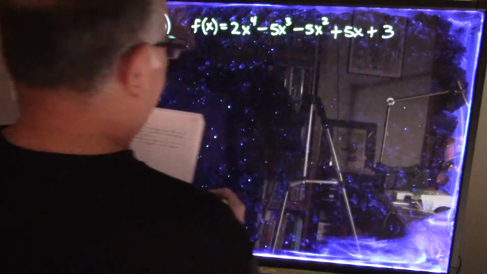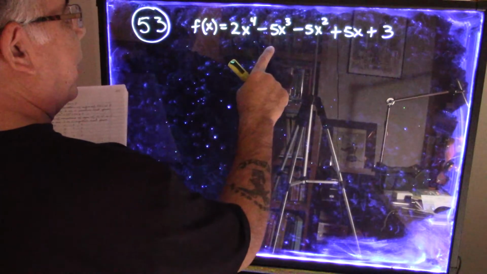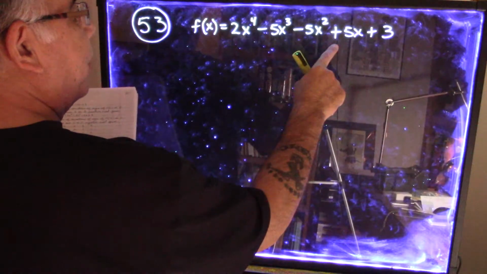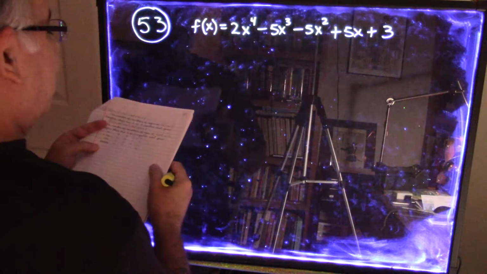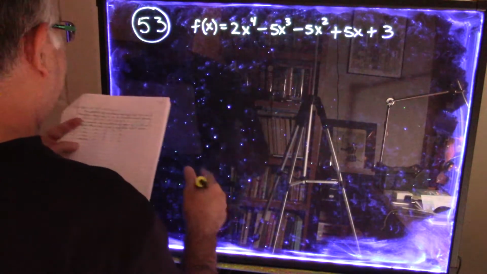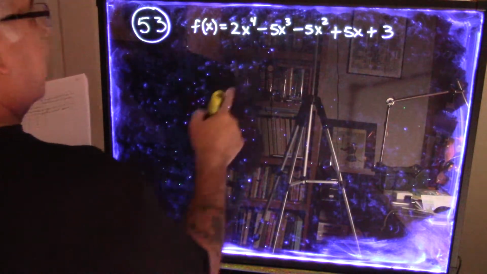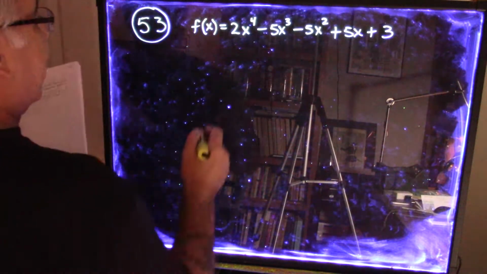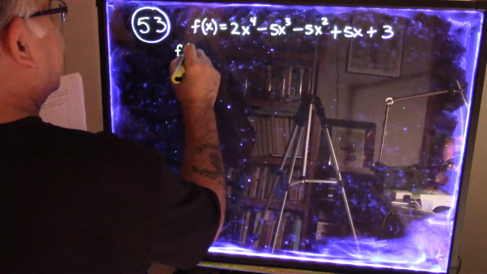Number 53. So let's take a look at this polynomial. We've got positive to negative, that's 1, change of sign. Negative to negative, nope. Negative to positive, that's 2. Positive to positive, no. So there are 2 variations or changes of sign in f of x. So that means there are either 2 or 0 positive real zeros. All right, 2 or 0. Now what about f of negative x?